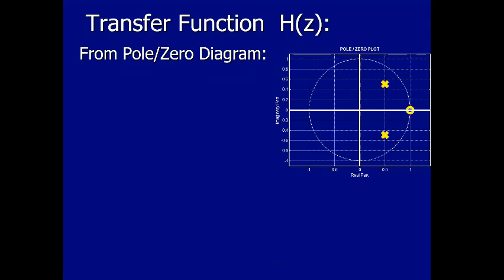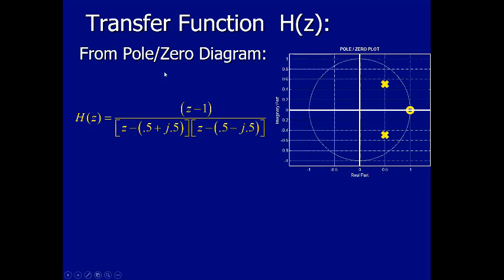But let's do that. How do we get our H of z from the pole zero diagram? Well, first we set up the H of z. We have a 0 at z equals plus 1, so we have a z minus 1 term in the numerator. I have poles at plus 0.5, plus or minus j 0.5. So that gives me pole terms at z minus 0.5 plus j 0.5 and z minus 0.5 minus j 0.5.